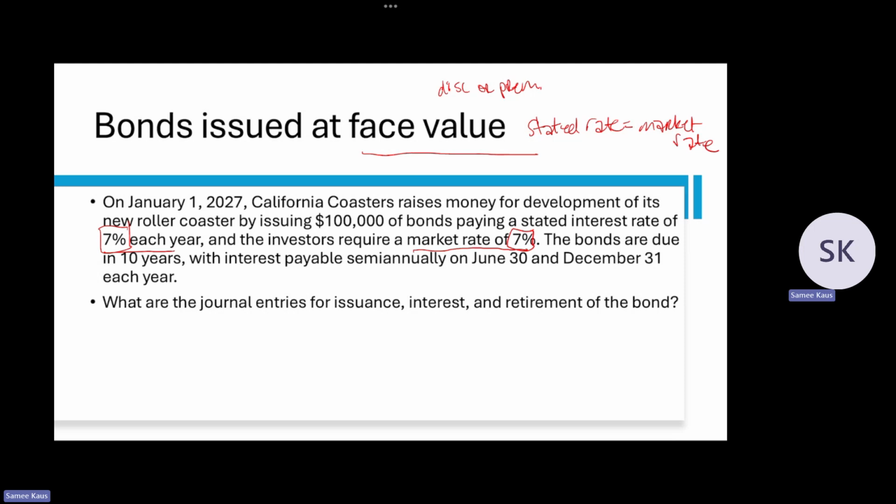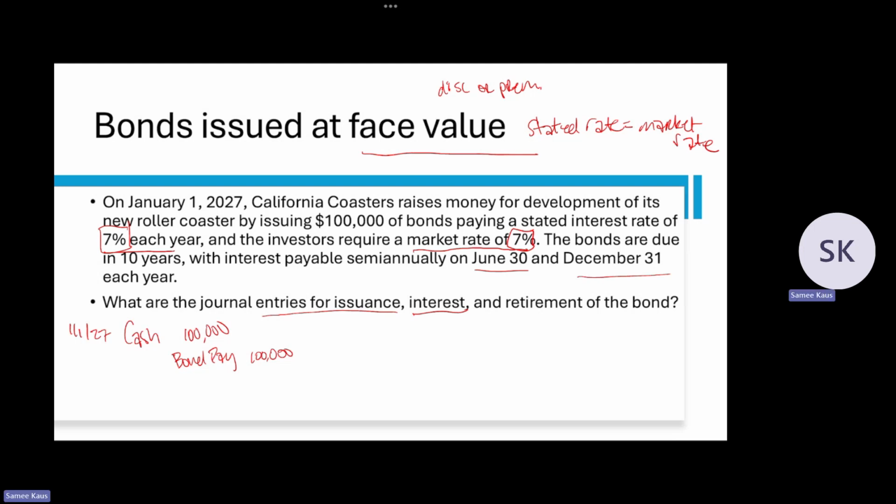The first thing I'm asked to do is book the journal entry for issuance. What exactly is a bond? It's a debt instrument. Somebody is giving me cash of $100,000, and I am promising to pay them back. I have a bond payable, also equal to $100,000. Now I have interest that's going to come due on June 30th and December 31st, both of those days for the next 10 years. So I'm going to pay interest 20 different times.